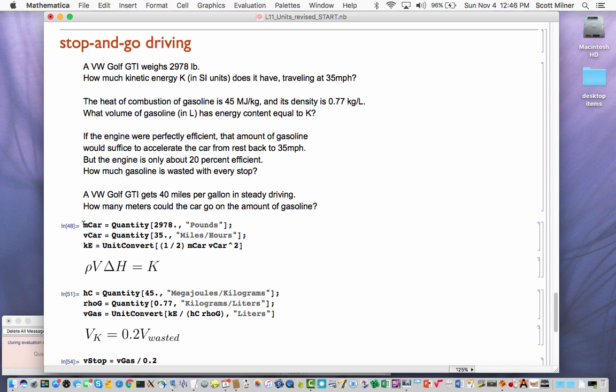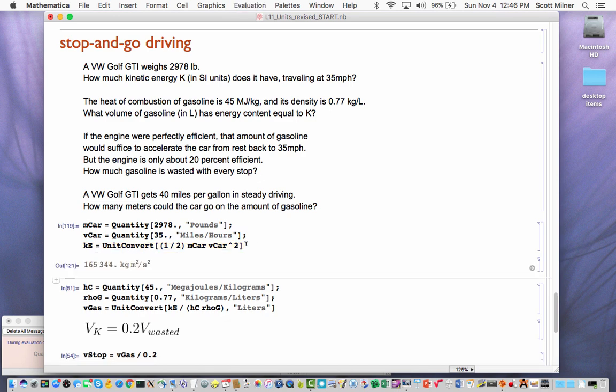So for the first one, here's the mass of the car in pounds, here's the velocity of the car in miles per hour, and here's the kinetic energy, a half m v squared, and I'll unit convert it, which means convert it to SI units. So that's how many joules of energy, 165,000 joules, are in the motion of a car at 35 miles per hour.